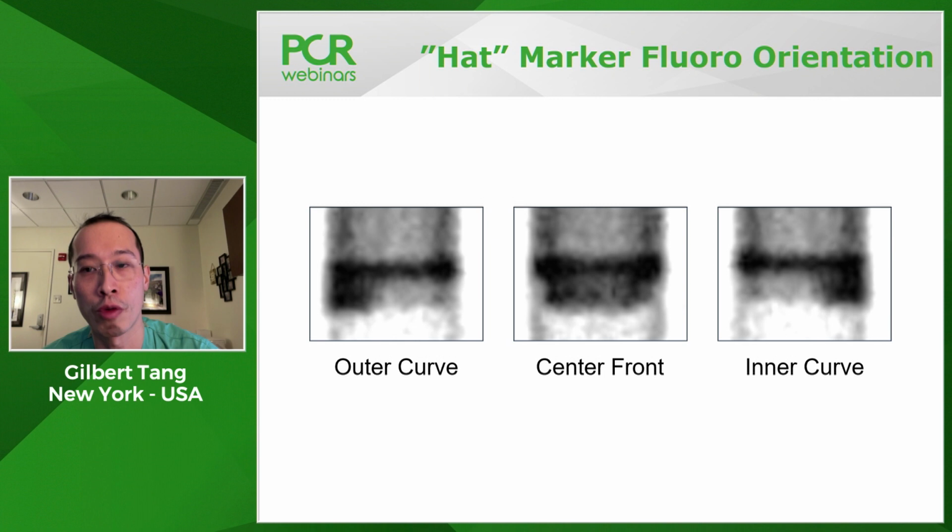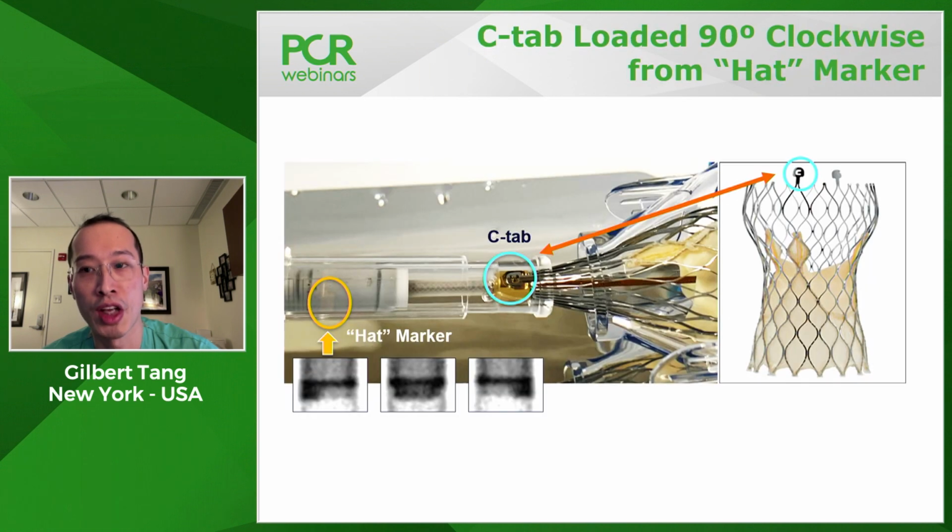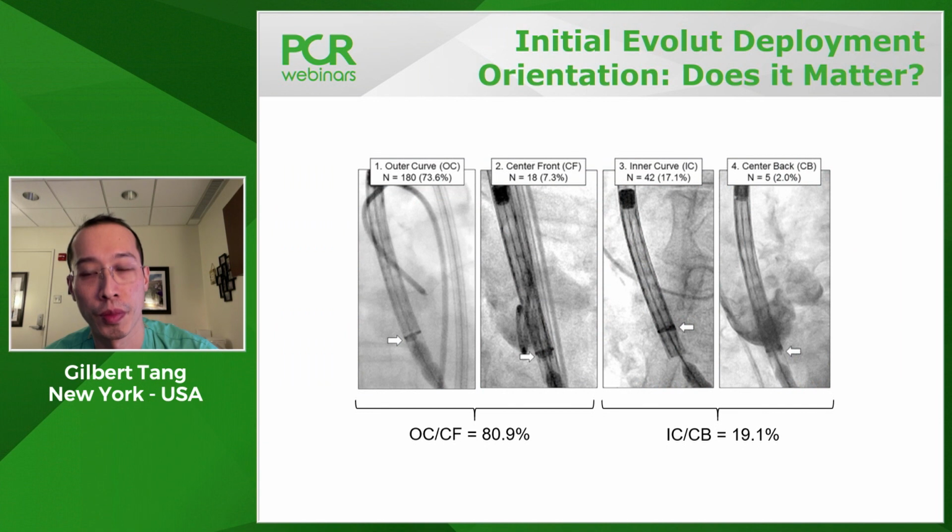And if you notice the head marker at the time of deployment on fluoroscopy, that's the outer curve with that dark band, is an outer part of the aorta. You can see, look at center front or in the inner curve. And what we do is try to determine the relationship between the two. And you see that when the valve is being loaded with the Evolut delivery system, the CTAP is approximately 90 degrees off from the head marker in a clockwise orientation.